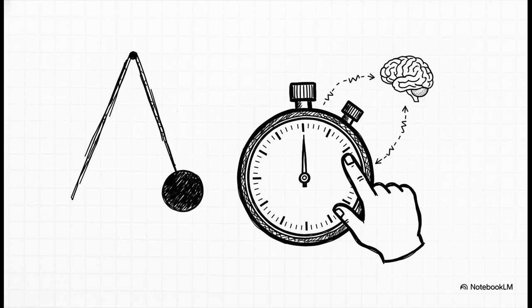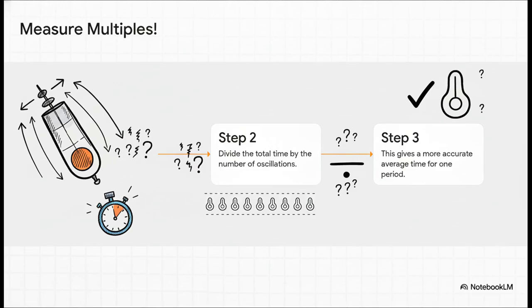The tiny delay between when you see it happen and when your thumb actually hits the button, that delay can be a huge chunk of the actual time you're trying to measure. Your reading is just not going to be very reliable. So how do we fix this?